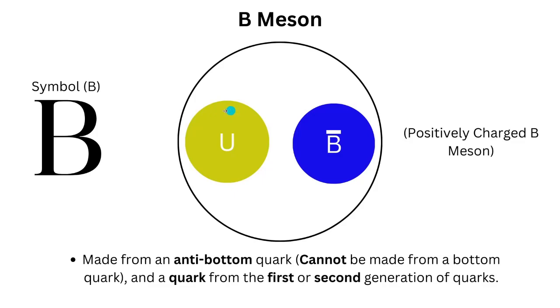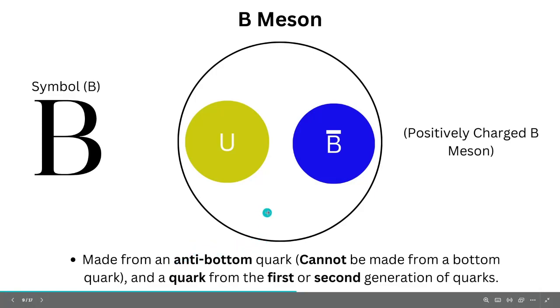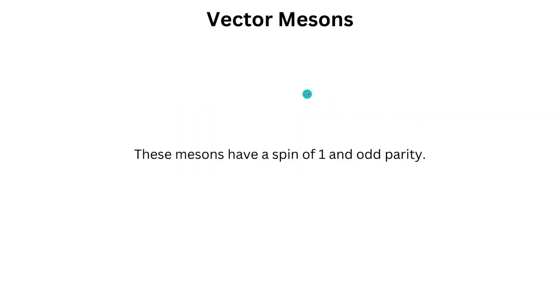B meson. They're made from an anti-bottom quark. Cannot be made of bottom quarks. So only anti-bottom quarks can be in B mesons, and a quark from the first or second generation of quarks, which is the up, down, or the strange and charm quarks. Its symbol is B.